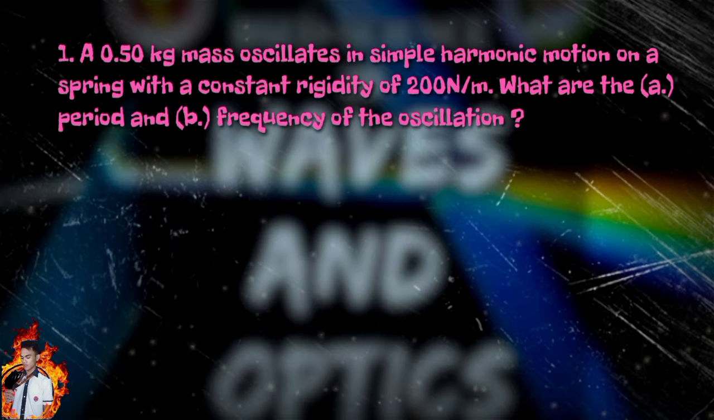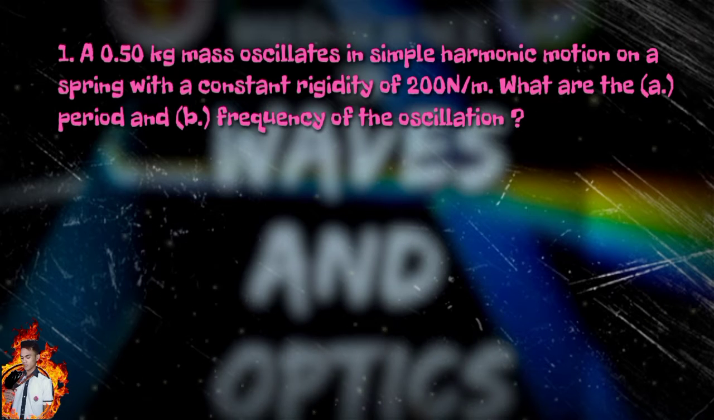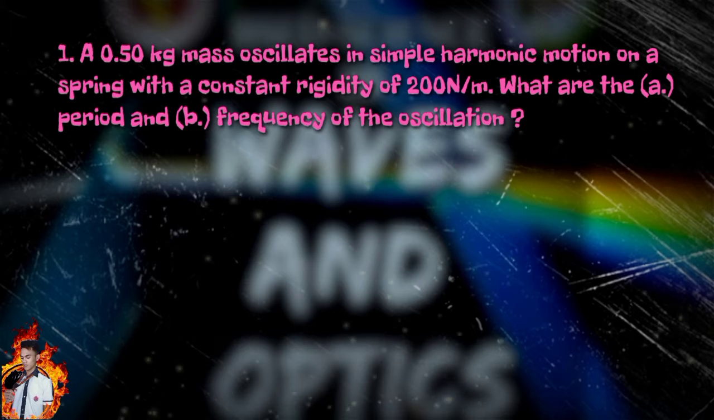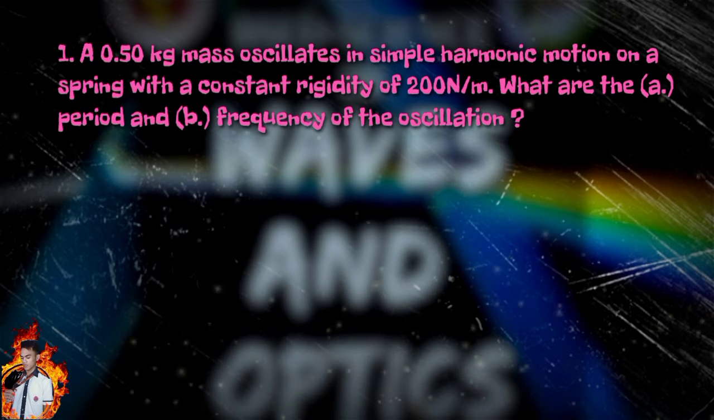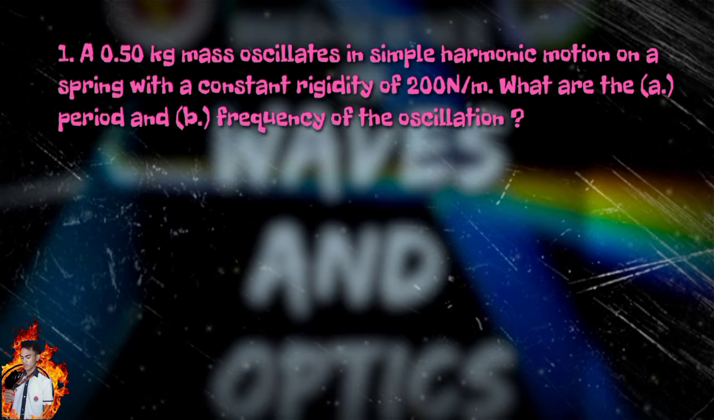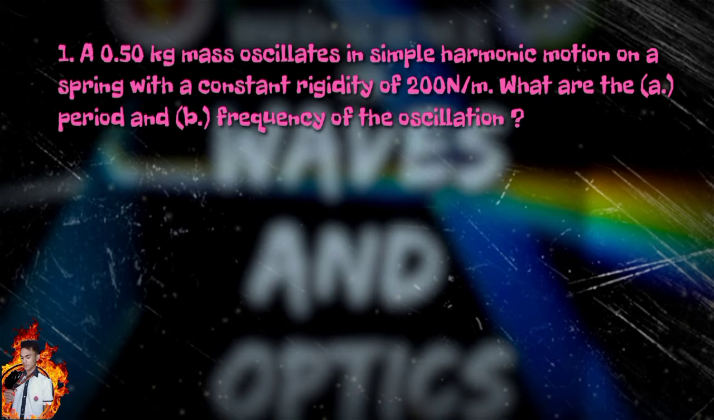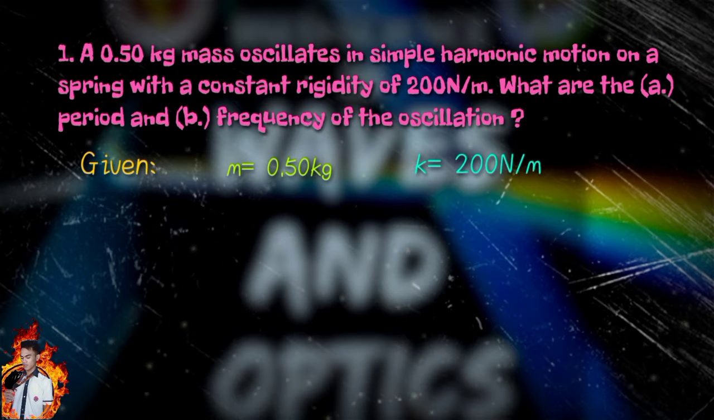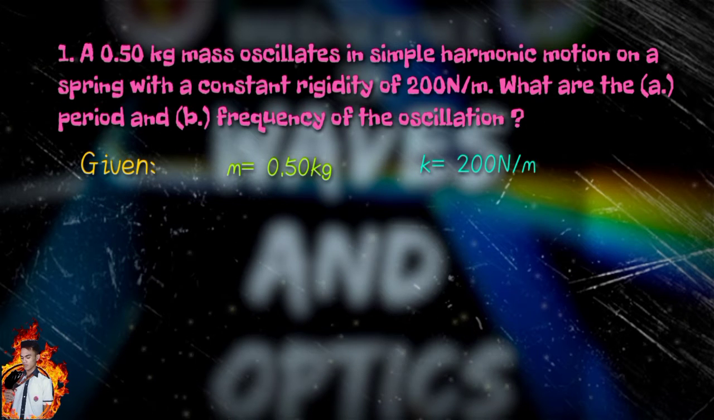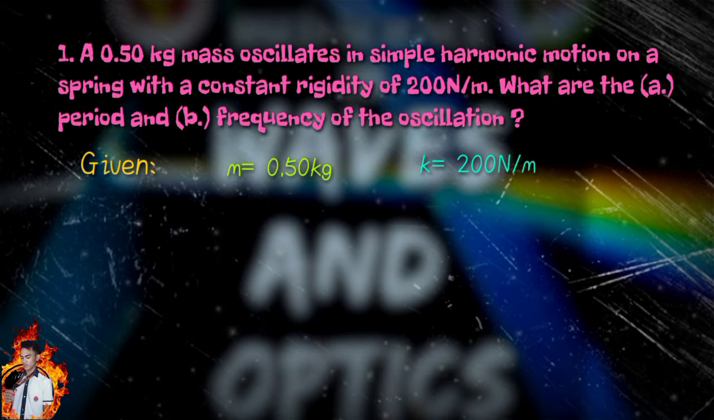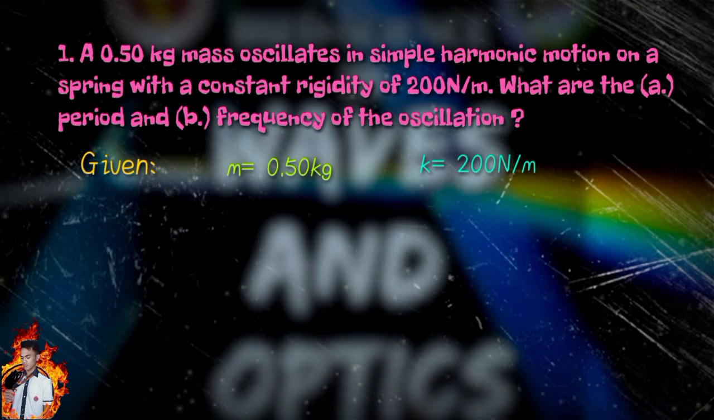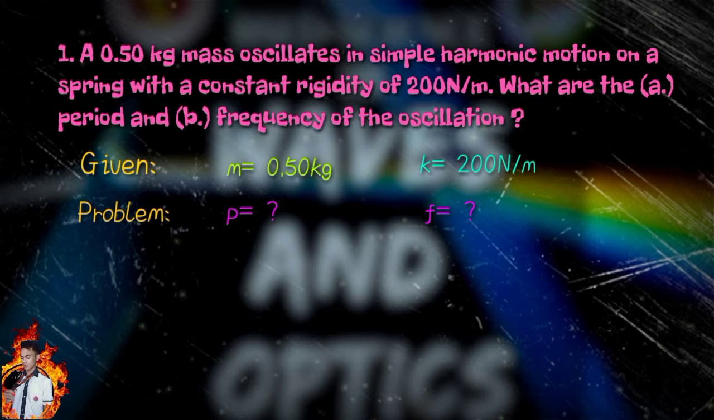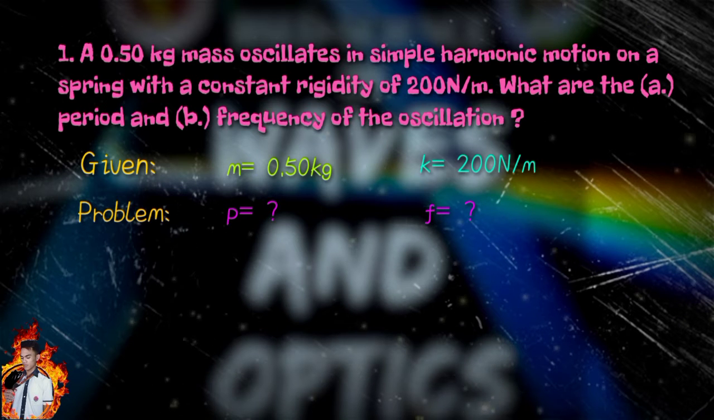A 0.50 kg mass oscillates in a simple harmonic motion on a spring with a constant rigidity of 200 Newton per meter. What are the period and the frequency of the oscillation? First, we are going to identify the given: the mass of 0.50 kg and the stiffness or rigidity of 200 Newton per meter. And then, identify the problem, which is the period and the frequency.